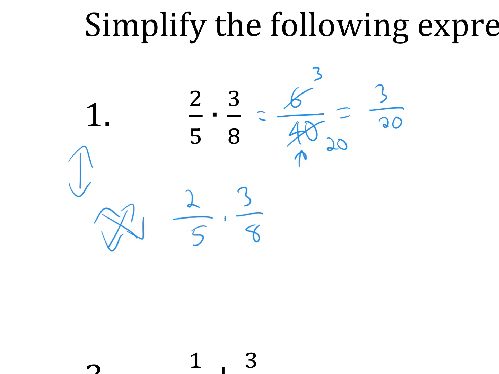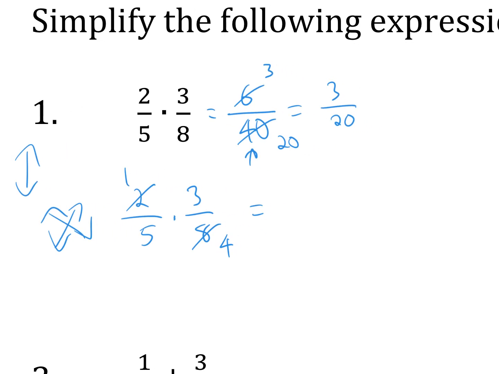So let's go ahead and check that. We have 2 over 5. Does a number go into 2 and 5? No. How about 3 and 8? Also no. How about 2 and 8? Yeah, so what number goes into 2 and 8 nicely? Well, 2 goes into 2 once, 2 goes into 8 how many times? 4 times. How about 3 and 5, anything? No, those are both prime numbers. So now we have nicer numbers here. We have 1 over 5 times 3 over 4, right?